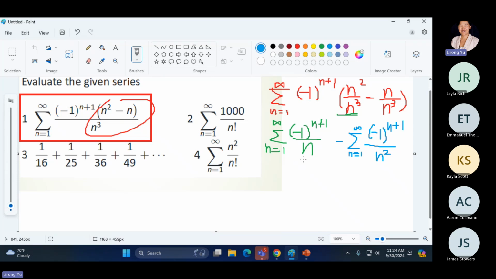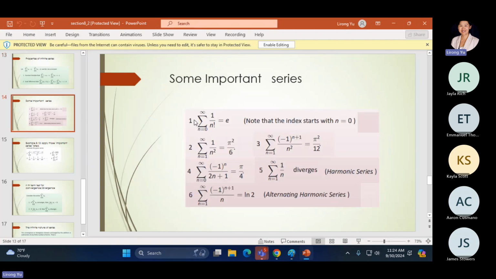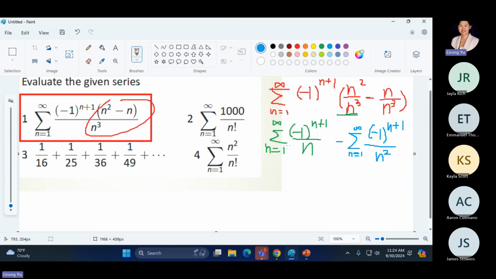The first one is what we're calling the alternating formula. Right? So this one, according to the special theory that we see, it was special theory number 6. It equal to natural log of 2. So this calculation equal to ln2. We'll prove it later in a later section, but for now we remember its value.